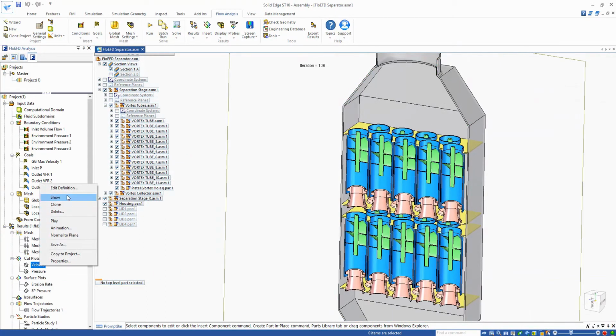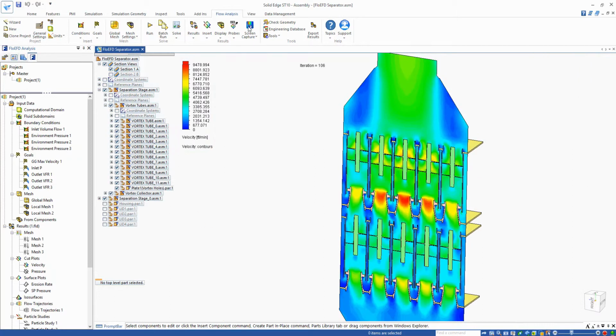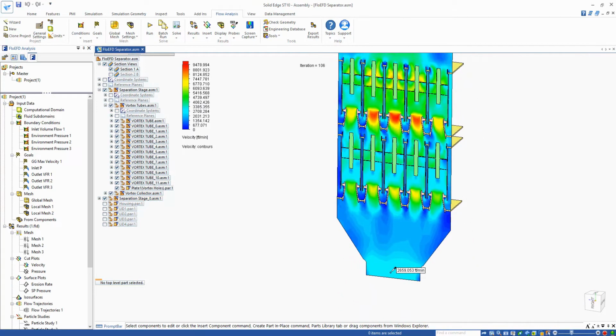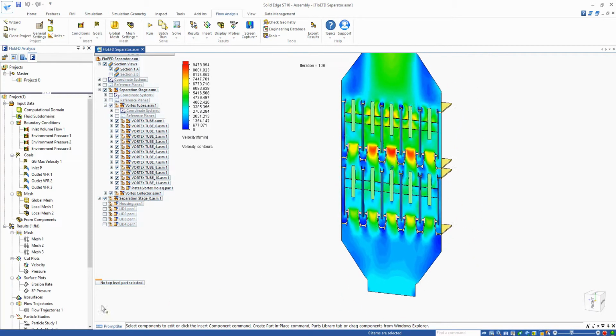Let's have a look at the velocity through our model, and I can probe that now and get a feel for what sort of velocities I'm going to be getting through the model. Right, so we can see there velocities, and on the outlet as well I can see what sort of velocity that I'm going to be getting.